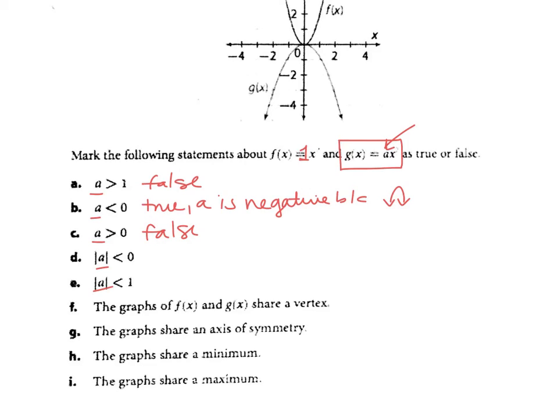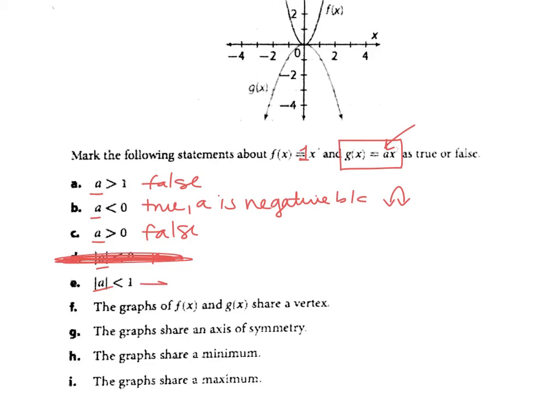Now, is A greater than 0? Sorry, less than 0 or less than 1? This reads a little bit weird, but basically, is the value of the number you have less than 1 or less than 0? Okay, this is definitely false. You can cross D out altogether. You don't need to worry about that.